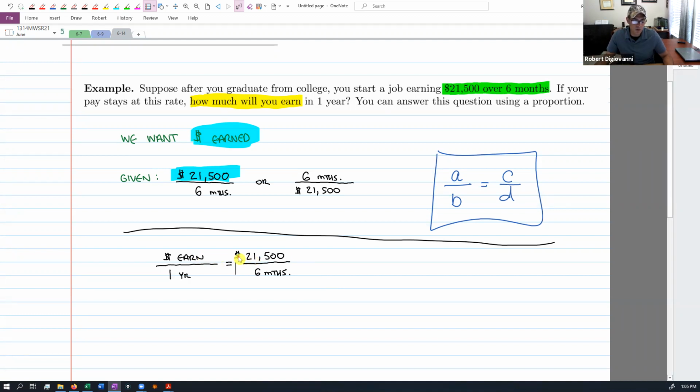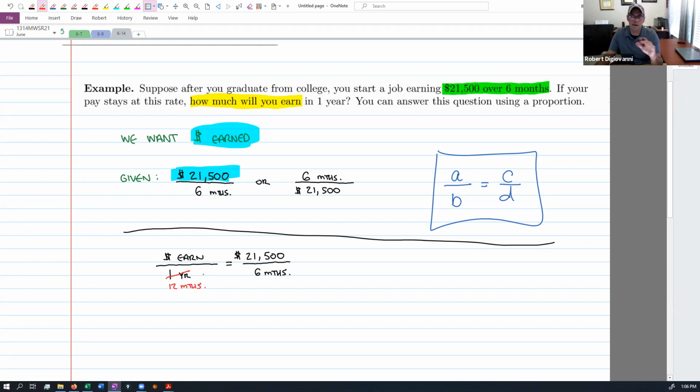In both numerators, we're talking about money, right? In both denominators, we're talking about time. But what's wrong with the times? They're measured in different ways. One of them is months and the other one is years. So we need to make them both years, or we need to make them both months. And I think it's easier to convert a year into 12 months. Do y'all agree? So I'm gonna replace that 1 year with 12 months.